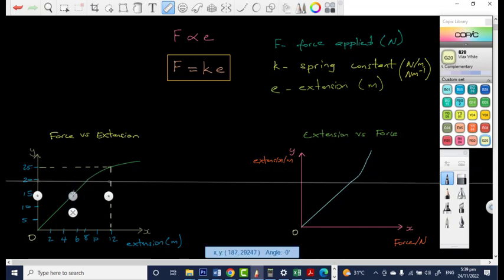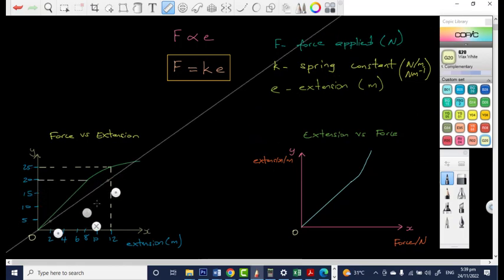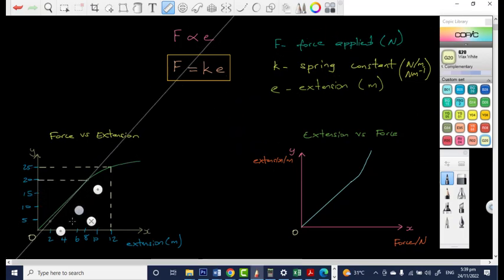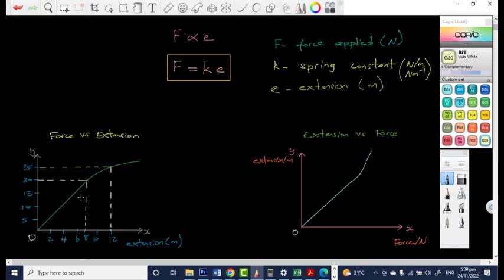Extension was roughly 8. So if we go across like this, the extension was roughly 8. Just like that, the extension is 8. Now, because we're no longer within the proportional region, we see that when we increase the force by 5, look how much the extension increases. The extension increases by 4 in this case.